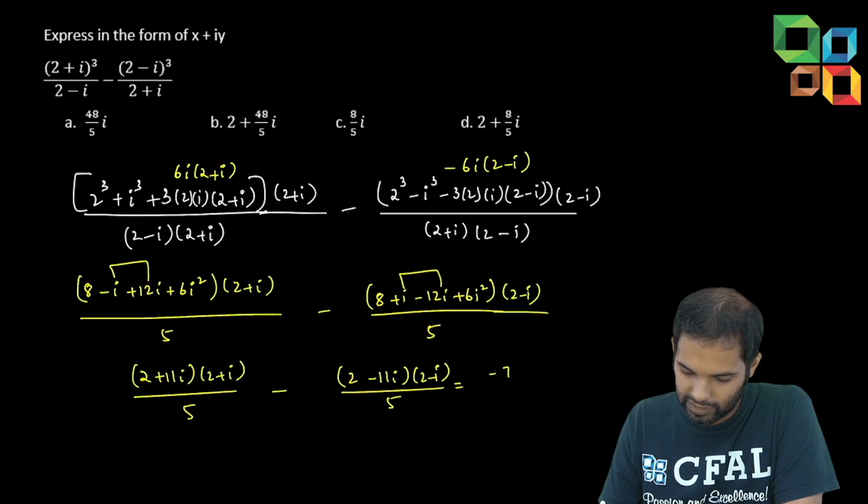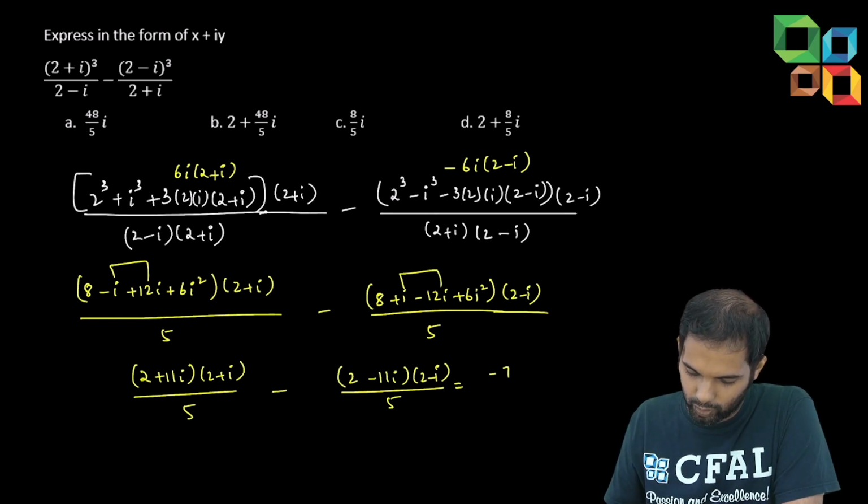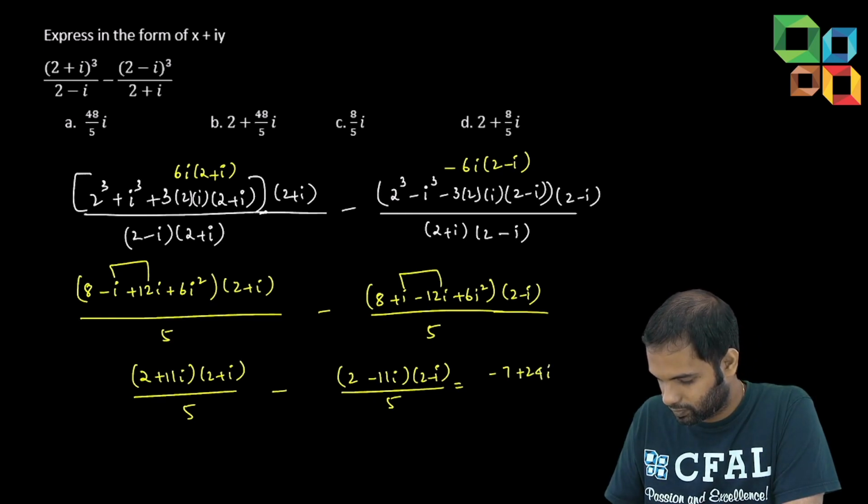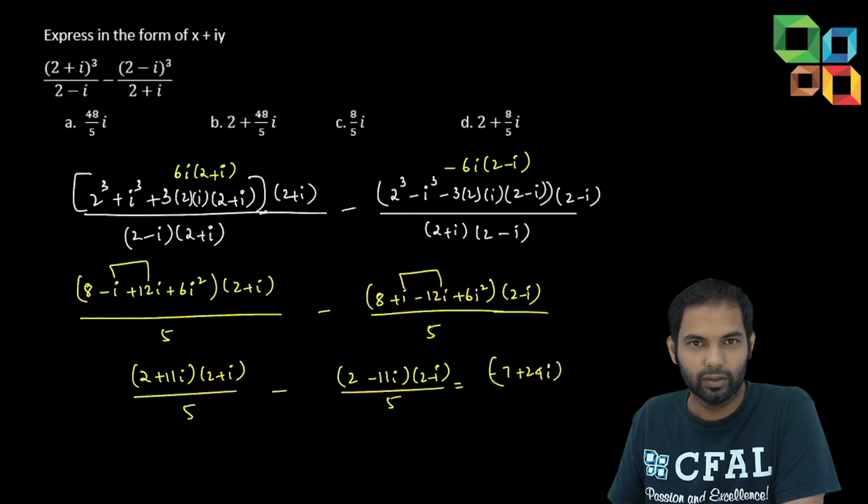Right? And the imaginary part. So 11i into 2, 22i plus 2. So 24i plus 24. Right? We can multiply and check.